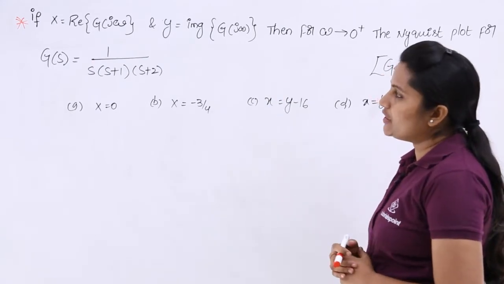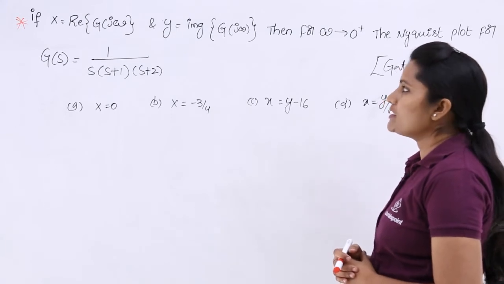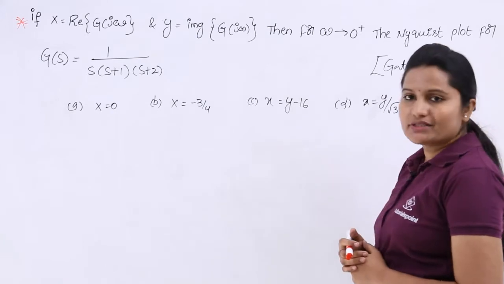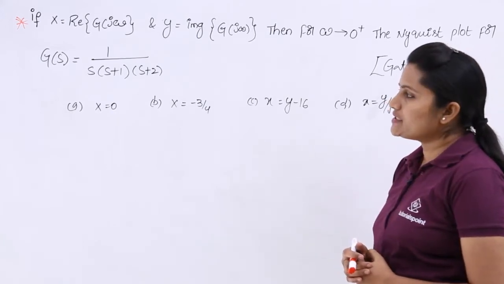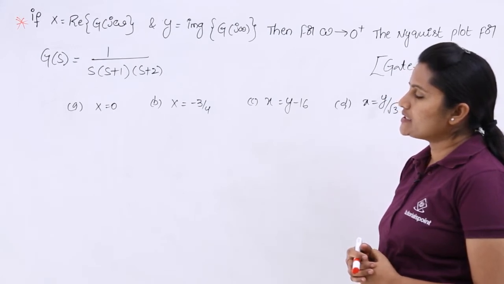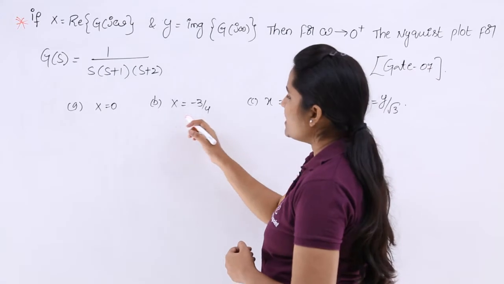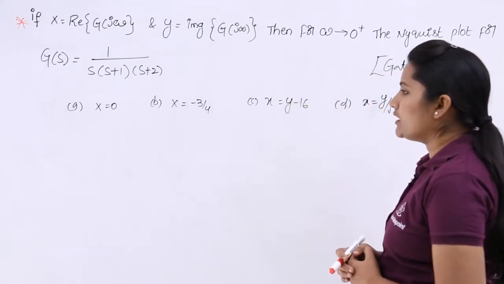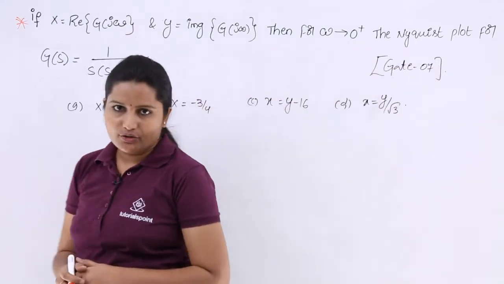If x is equivalent to the real part of G of j omega and y is equivalent to the imaginary part of G of j omega, then for omega tending to 0 plus, the Nyquist plot for G of s is equal to 1 by s into (s plus 1) into (s plus 2). The options are: x equals 0, x equals minus 3 by 4, x equals y minus 16, x equals y by root 3. So, we need to find out that x value.